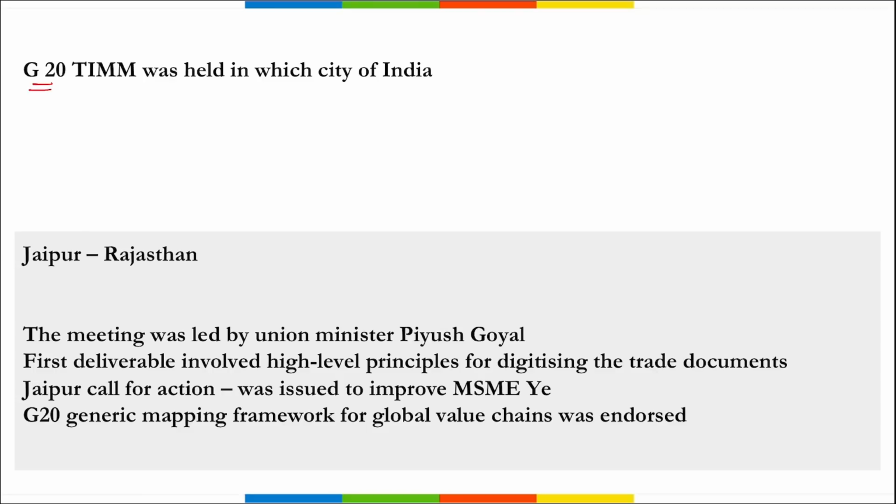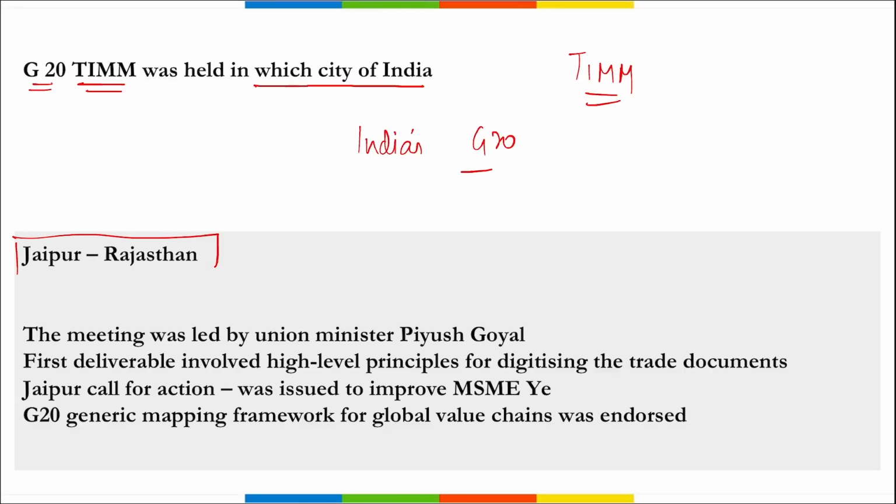Next, G20 TIIM was held in which city of India? First of all, what is TIIM? TIIM stands for Trade and Investment Ministers Meeting. I repeat, Trade and Investment Ministers Meeting. This G20 TIIM was held under India's G20 presidency. Correct. Now the question asked here is where was this held? So this meeting was held in Jaipur, Rajasthan, that is also known as the Pink City of India.